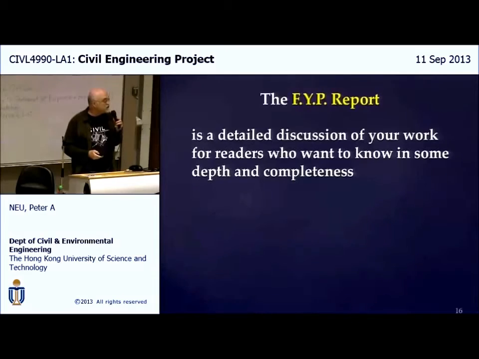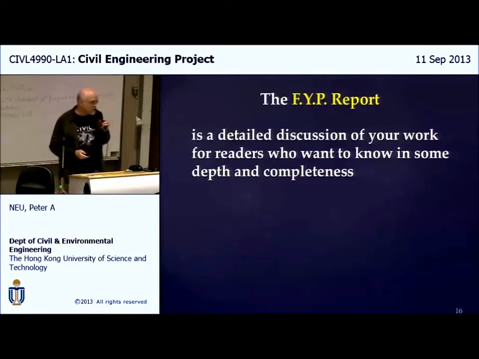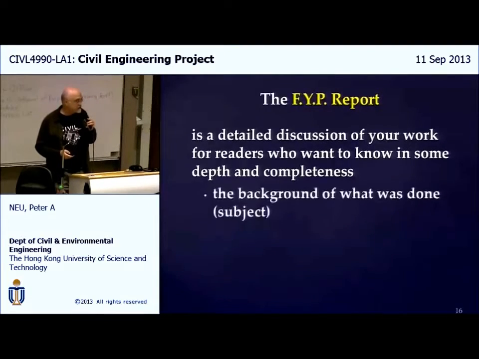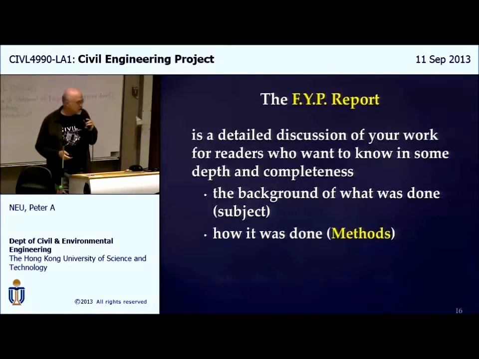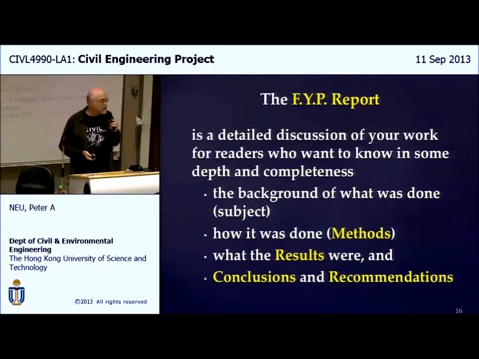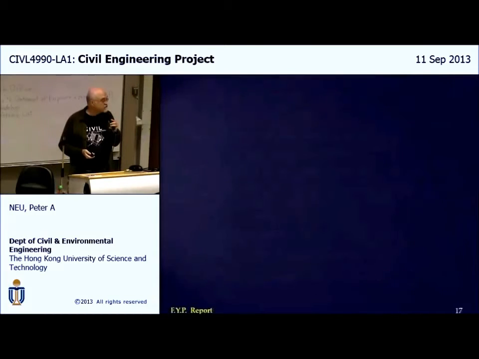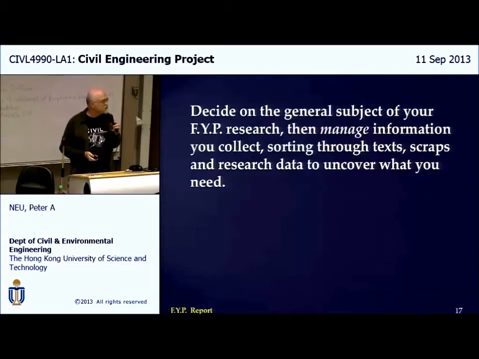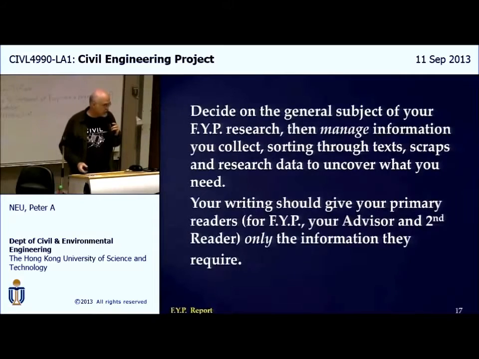The FYP report is a detailed discussion of your work for readers who want to know in some depth and completeness the background of what was done, subject, how it was done. This is your method section, what the results were, the results section, conclusions, and recommendations section. So these are 4 sections that are required in the template that the Civil Engineering Department gives you. Decide on the general subject of your FYP research, then manage the information you collect, sorting through text, scraps, and research data to uncover what you need.